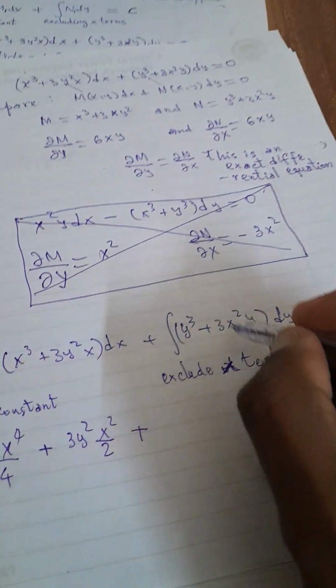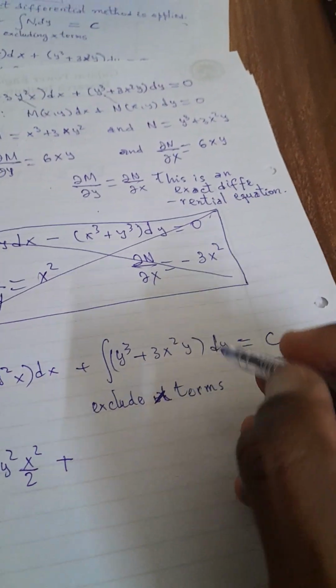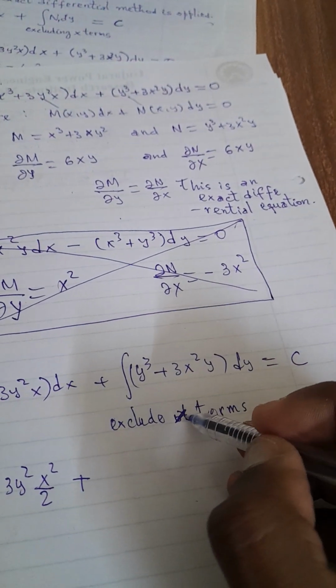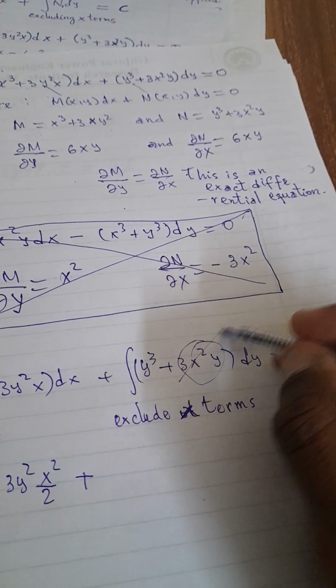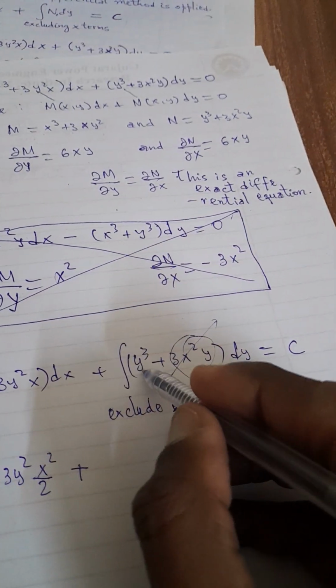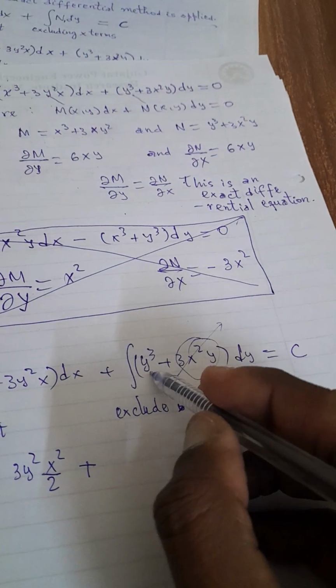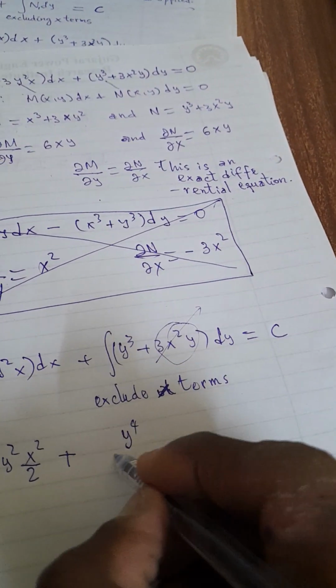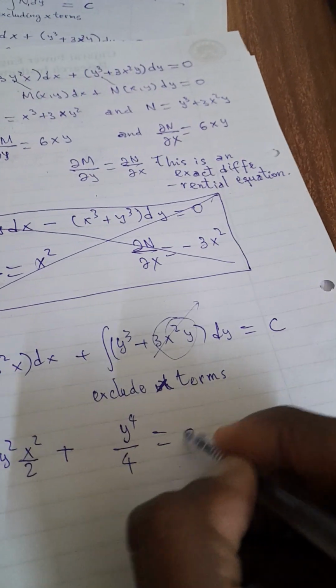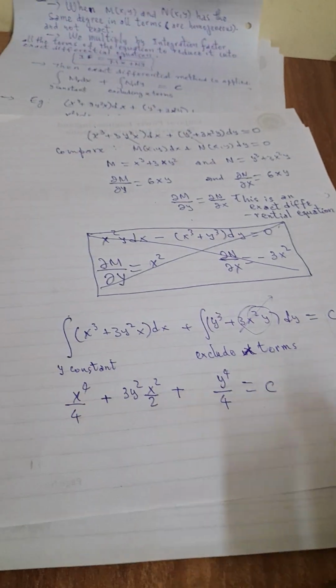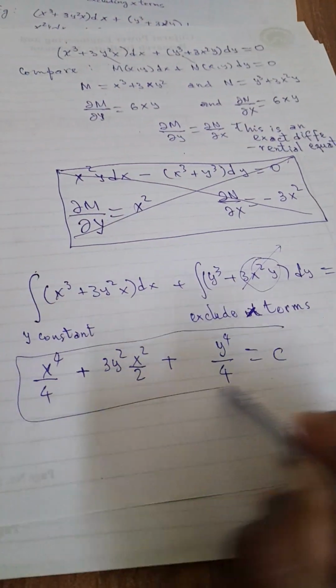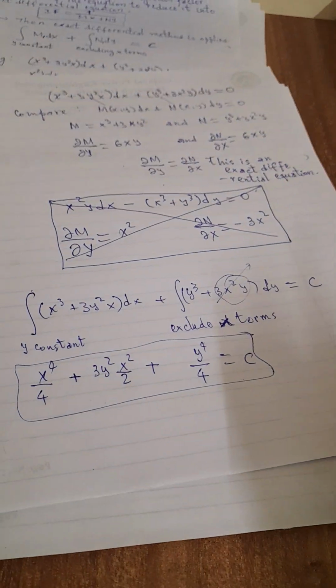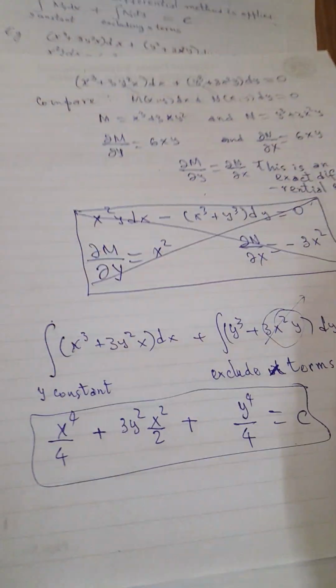Plus, in this integration we will have to remove all the terms in x. So this term is in x, we have to remove it. It will be only the integration of y cubed dy, which will be y to the power 4 upon 4, equal to c. So easily you can find the solution for these differential equations, and we are done.